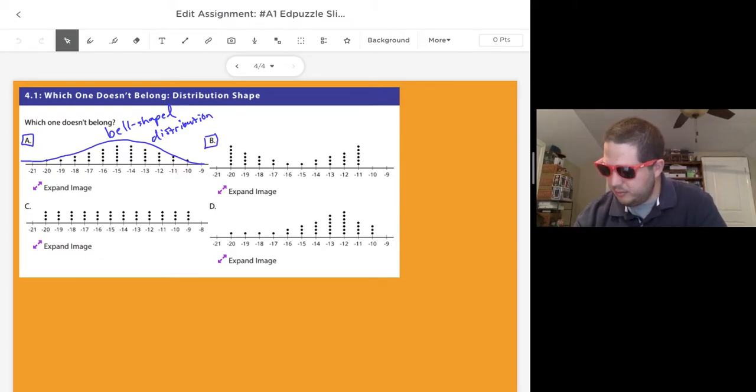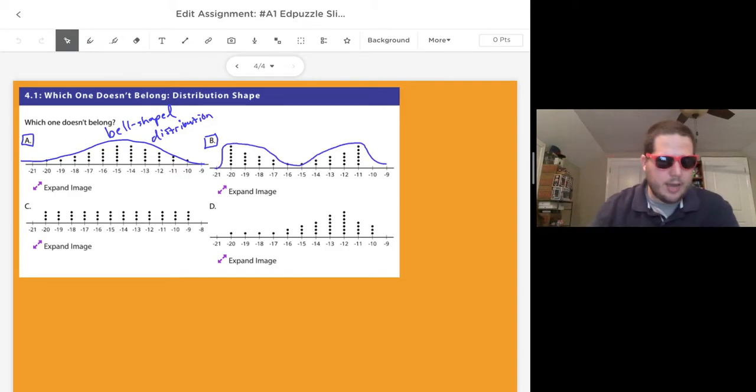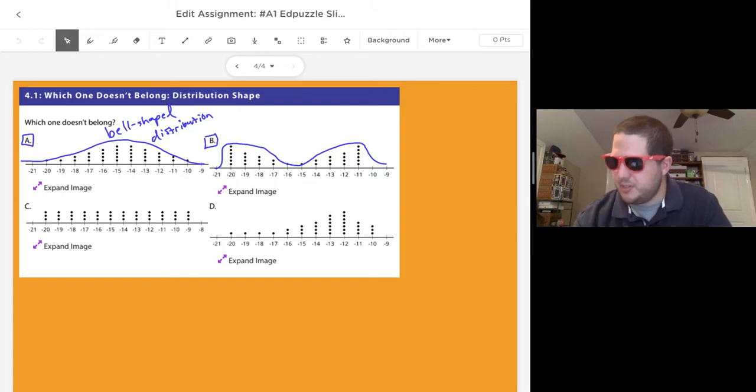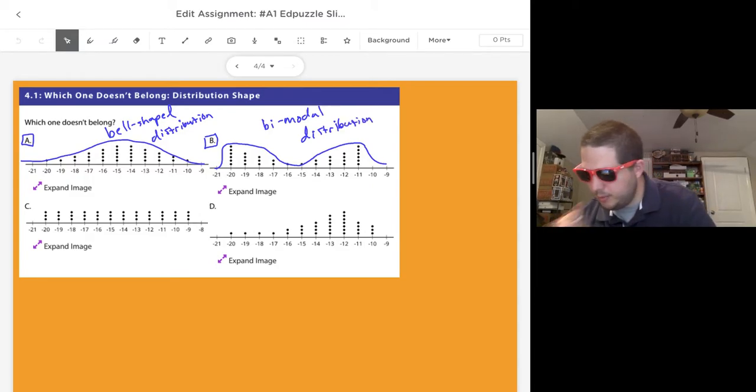Okay, for letter B, this one is a little bit different because it has two different points where the data is gathering, unlike in letter A where it was all in one place. So this is going to be called a bimodal distribution. Okay, so bi means two. So bimodal distribution. There we go. I'm not good at spelling. That's okay. I'll get better at it.